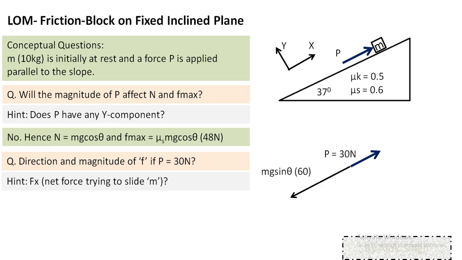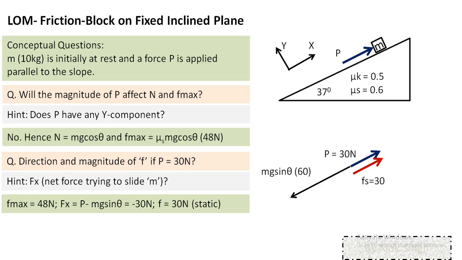So, what is the net force which is trying to slide the block? Net force is still 30 Newton down the slope. Hence, the friction force is less than the maximum friction force, which is 48 Newton. Since the driving force is smaller than the maximum friction force, it will be in the static state and the block will not move. Friction force, acting as static friction, is equal to 30 Newton.